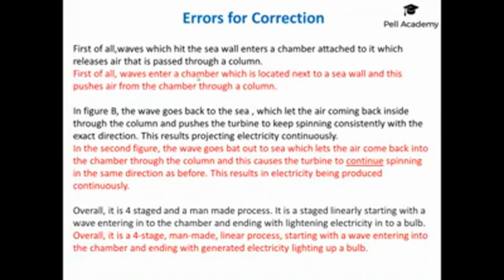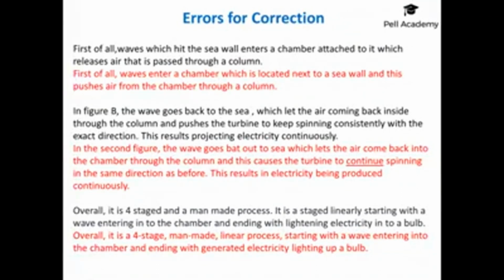So just to adjust that a bit, I came up with: first of all, waves enter a chamber which is located next to a seawall, and this pushes air from the chamber through a column. As well, for some of you who struggle with articles, you can see here this time I have "a chamber" because I haven't described it yet, and "the chamber" because I'm referencing back to the chamber I've already spoken about.